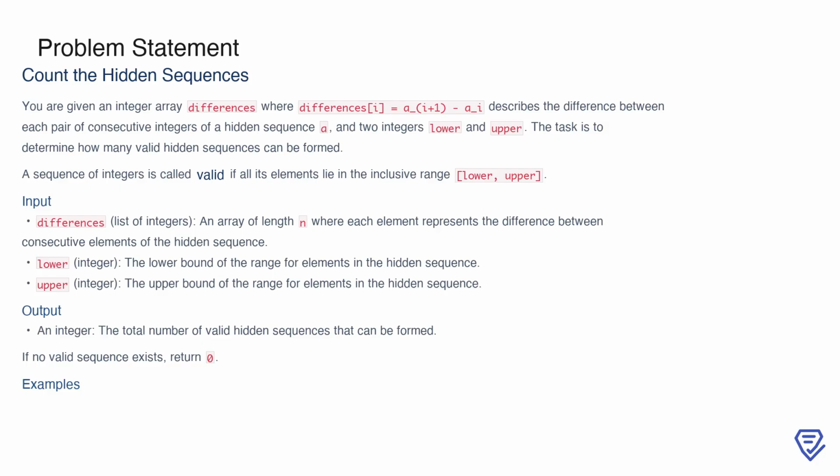Along with this, we are provided two integers, lower and upper, which define the inclusive range within which every element of the sequence must lie. A sequence is considered valid only if all its elements are within this range. Our goal is to calculate how many such valid sequences can be constructed. If no valid sequence exists, we simply return 0.